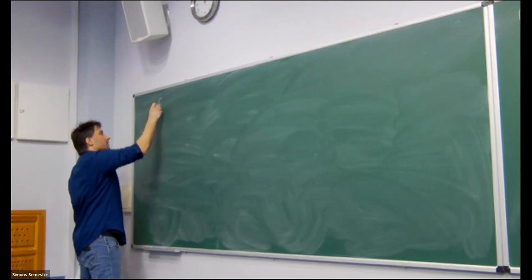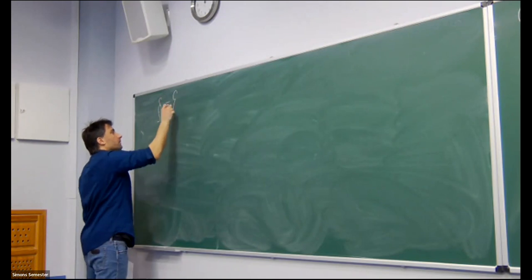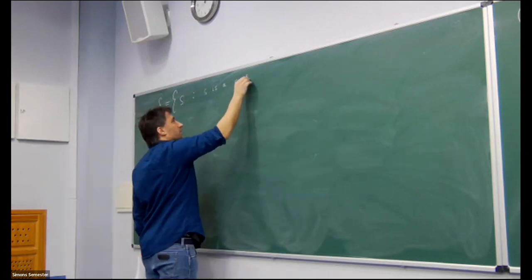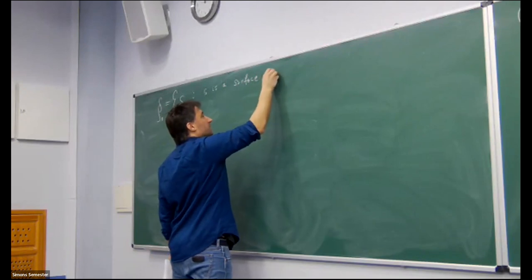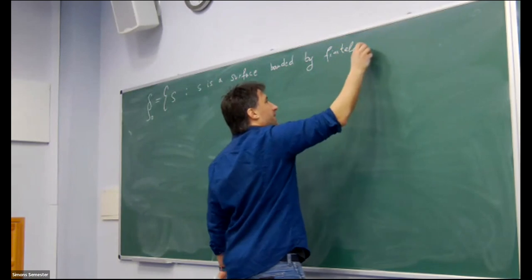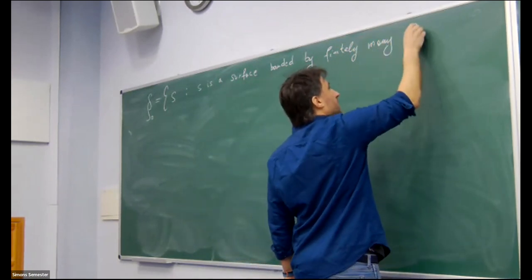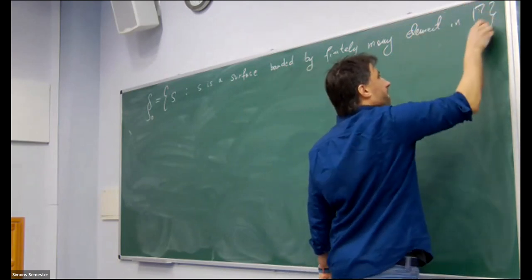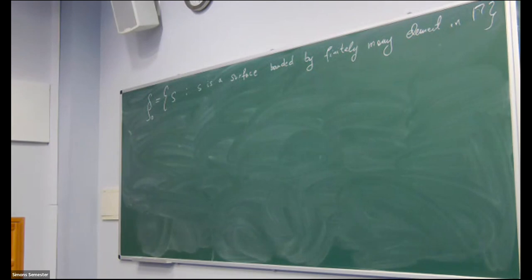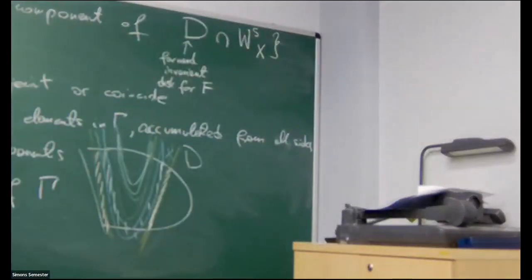So you consider this set S_n, where S is a surface bounded by finitely many elements in Gamma. Okay, so for instance, here on this picture, I guess this would be one surface in that set, this would be another, this would be another, but of course you can have any other options.